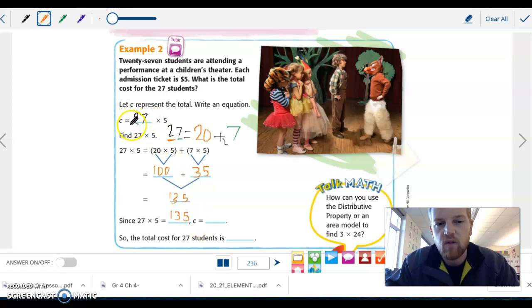If I look back at my original equation here, where C represents the cost, C equals 27 times 5. 27 times 5 equals 135. So that means C equals 135. So the total cost of the 27 students, I'm going to label my unit here so I always know what I'm talking about, will be $135.